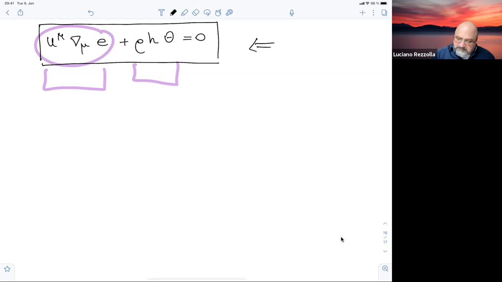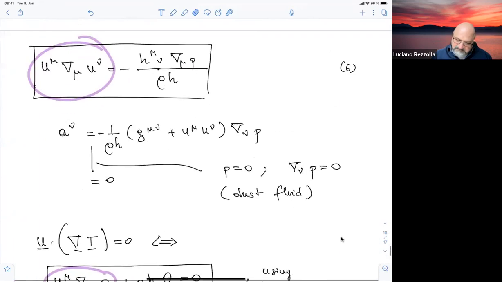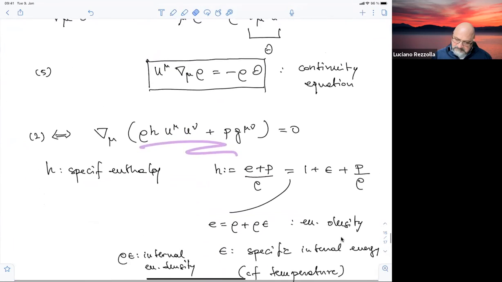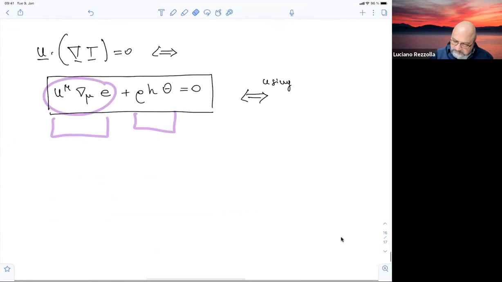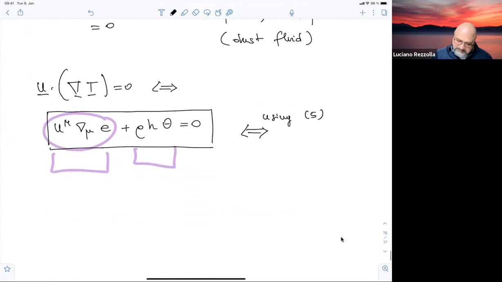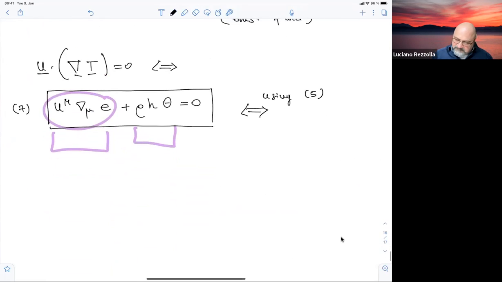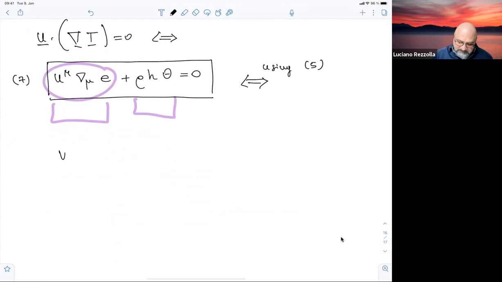Using continuity, did I give a number to that? No. Using 5. I don't know where I got here, 6. Let me call this 7. Using 5, you can also write this as u^μ ∇_μ E is equal to minus H u^μ ∇_μ rho. So this is a compression.